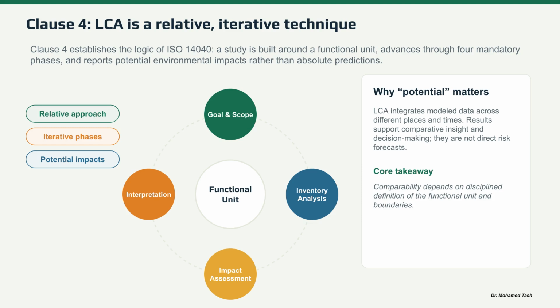The second important point is that LCA is iterative. Although we often describe the 4 phases in sequence: goal and scope definition, inventory analysis, impact assessment, and interpretation. In practice, these phases inform one another continuously. Early inventory findings may reveal data gaps. Impact assessment may expose the need to revisit system boundaries. Interpretation may require sensitivity checks or refinements to assumptions.